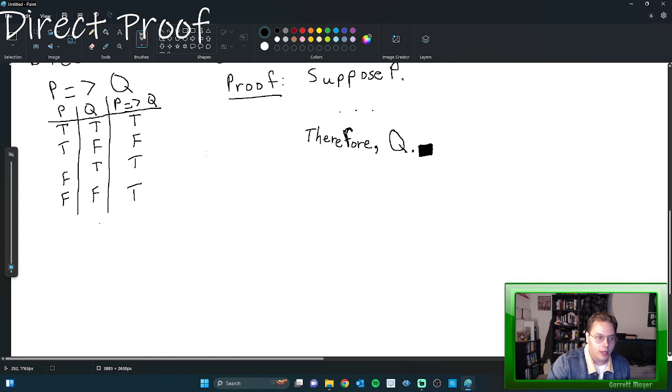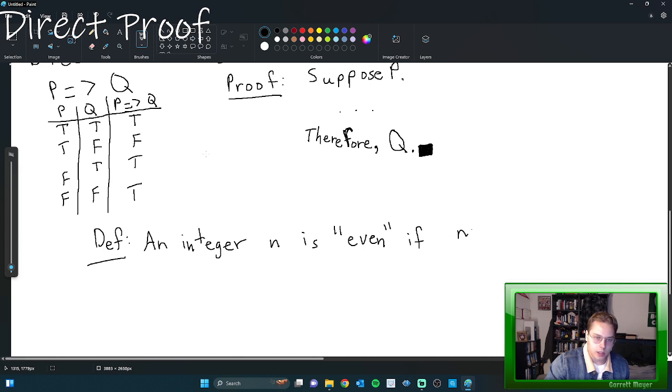And before we do that, let's give some definitions just so you guys are aware of the way that things are defined and have a precise definition. And this should be a definition you guys are aware of. An integer n is even if n equals 2a for some a in the set of all integers.